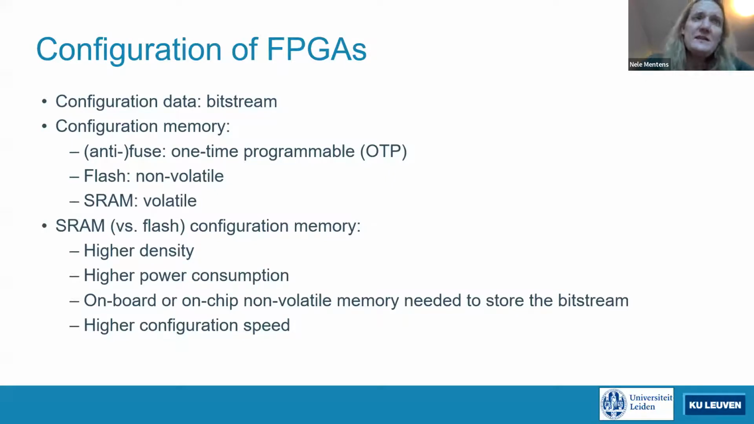So what is the advantage of SRAM based configuration memory over flash configuration memory? Well, the density is higher, so you can store more bits in the same area. The downside is that it has a higher power consumption, and that we also need onboard or on-chip non-volatile memory to store the bit stream when we power down the device. But the configuration speed is also higher.